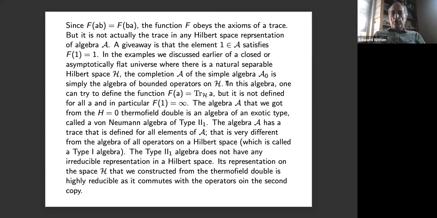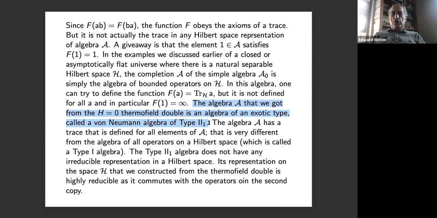That's what I said here. In the usual algebra, you can try to define the function trace of A in the Hilbert space, but it's not defined for all A, and f of 1 is infinity. From the H equals 0 Thermofield double, we've got an algebra of exotic type called a von Neumann algebra of type 2-1. It has a trace defined for all elements of A.